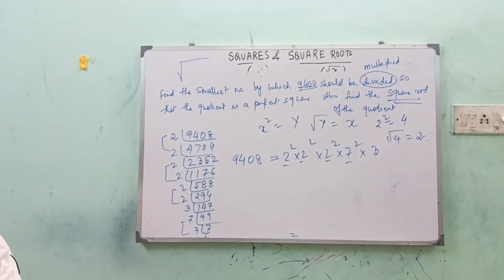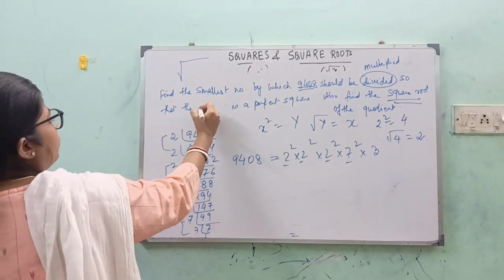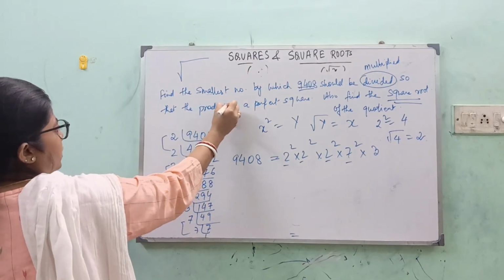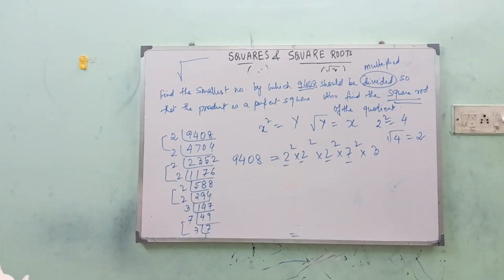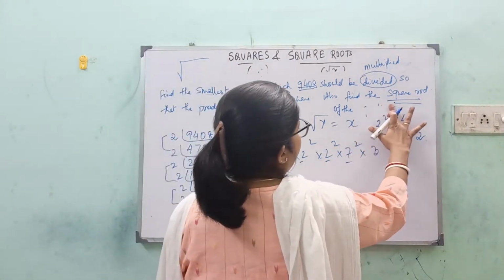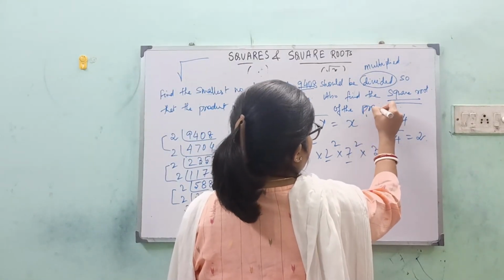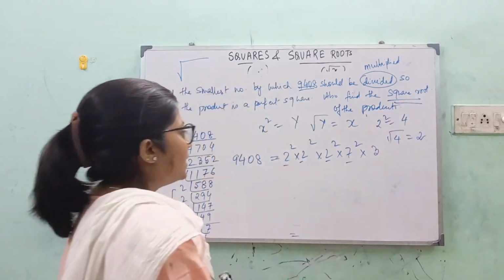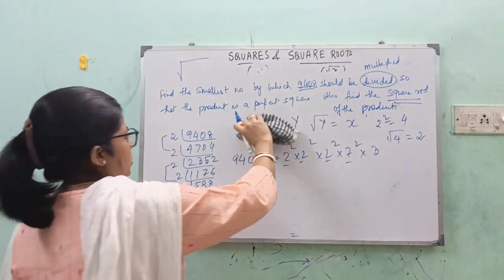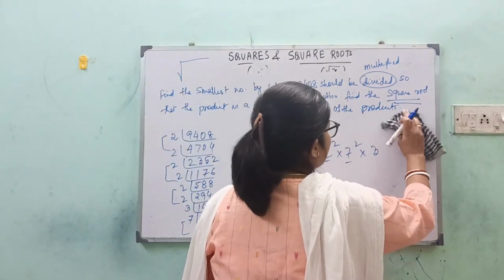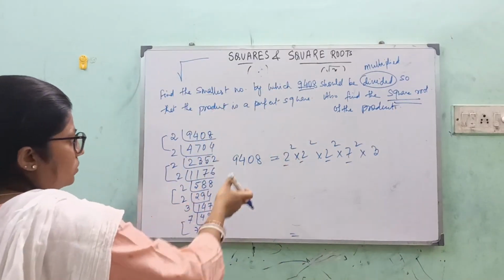So by what number should you multiply so that the product is a perfect square? Suppose they change the question in this way, and also ask to find the square root of the product. If I change the question to this format, then you see how the question changes. The solution changes simultaneously.